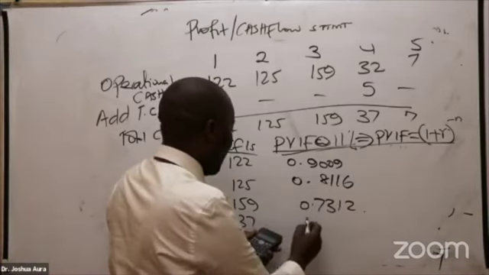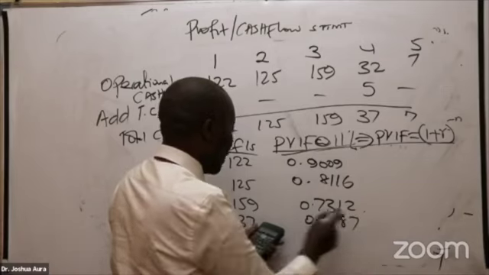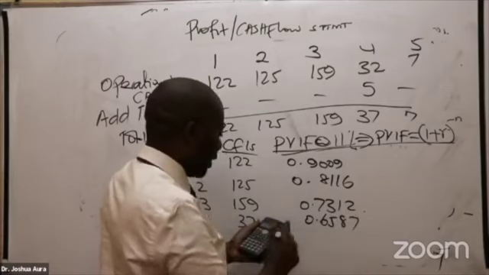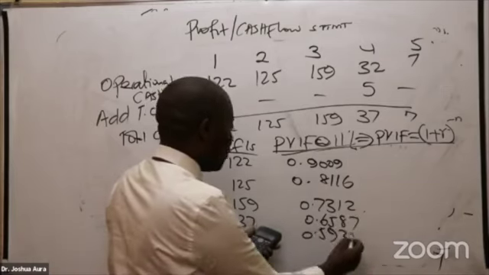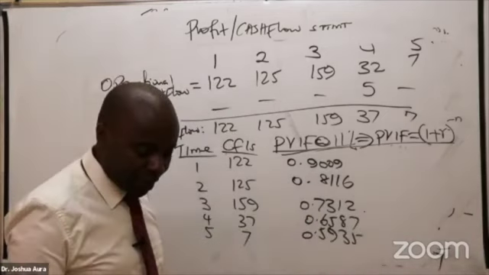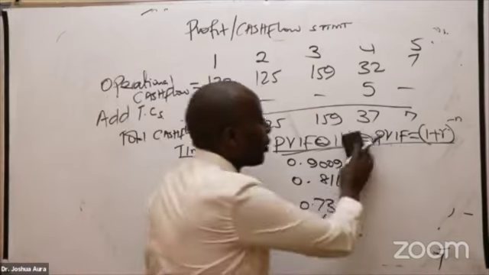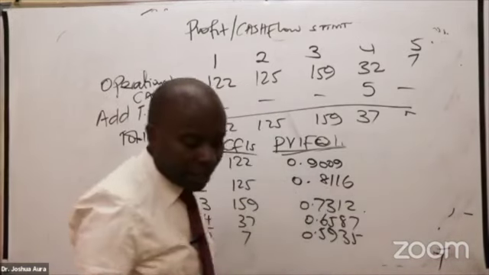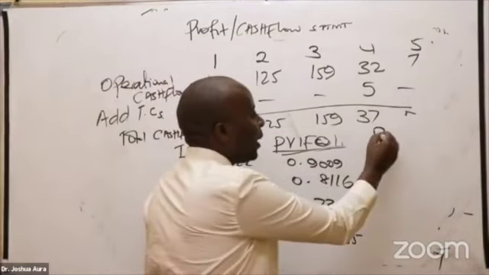This will give me 0.6587 raised to negative 5. This will give me 0.5935. So having gotten the PVIFs, I need to use them to discount the cash flows. So create the last column there and call it present value.